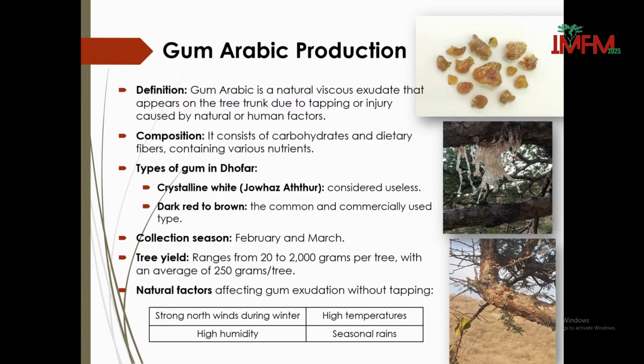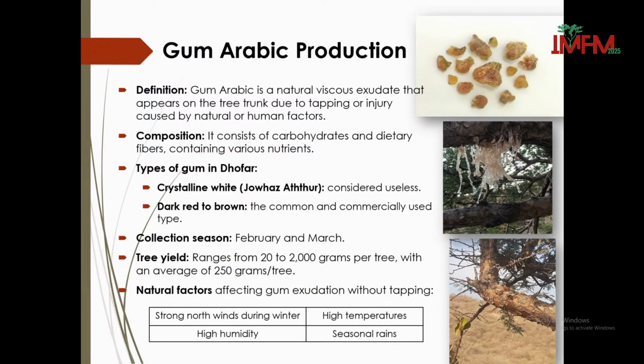Moving to the gum Arabic production, gum Arabic is a natural viscous exudate that appears on the tree trunk due to tapping or injury caused by natural or human factors. Like what we can see here on the tree. And there are two types. The composition of this gum consists of carbohydrates and dietary fibers and contains various nutrients.